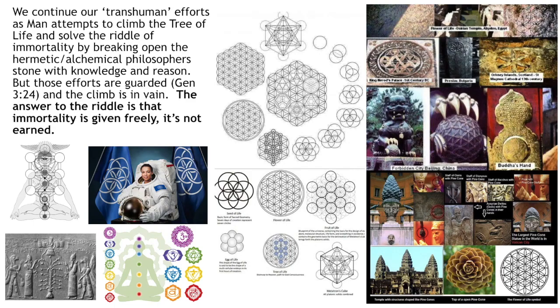We continue our transhuman efforts as man attempts to climb the tree of life and solve the riddle of immortality by breaking open the Hermetic alchemical philosopher's stone with knowledge and reason. But those efforts are guarded, and the climb is in vain. The answer to the riddle is that immortality is given freely. It's not earned.